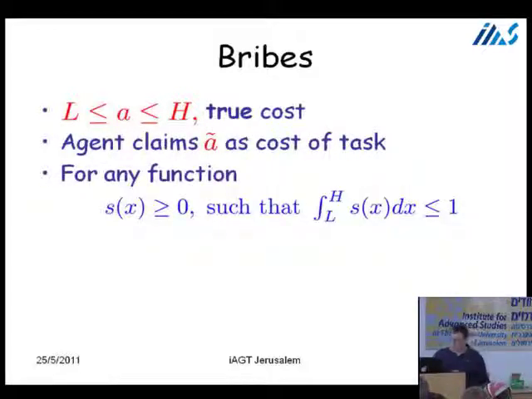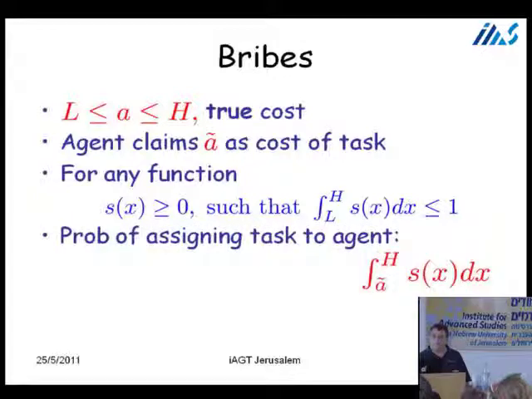So now, let's note the following. Let's take any positive function S of x, and let's take this case, where I'm assuming that the true value lies in the range between the lower bound L and the upper bound H. This is the true cost. We can do things without upper bounds. And now let's take any S of x such that the integral from L to H is less than or equal to 1, which means that it's bounded.